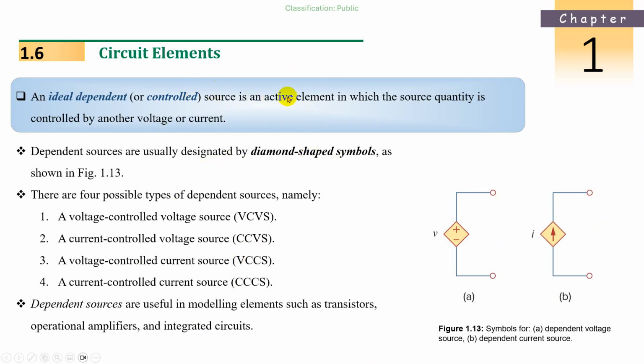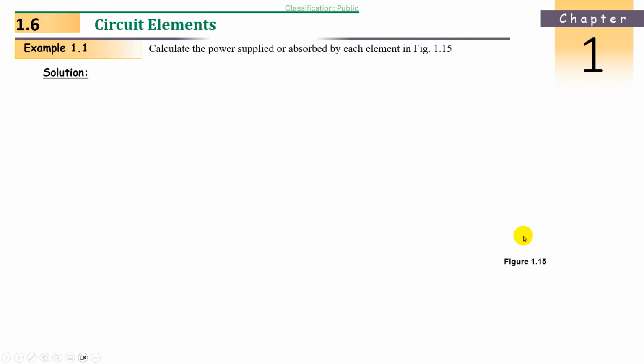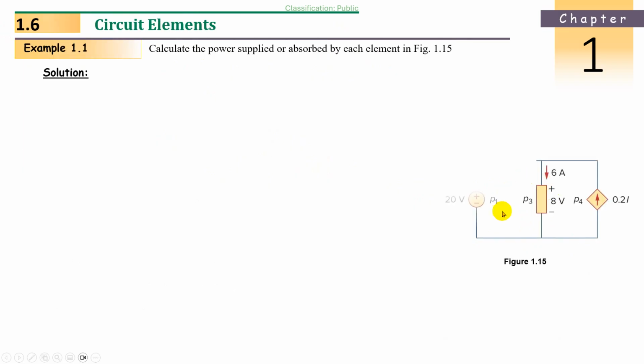So we have four types of dependent sources and it is diamond shaped, important, diamond shape. Now coming to some problem. Calculate the power supplied or absorbed by each element. We have a big circuit here. This is a circuit. Now he is telling that P1 we need, P2 we have to calculate, P3 we have to calculate, P4 we have to calculate. Okay, and it's asking supplied or absorbed.